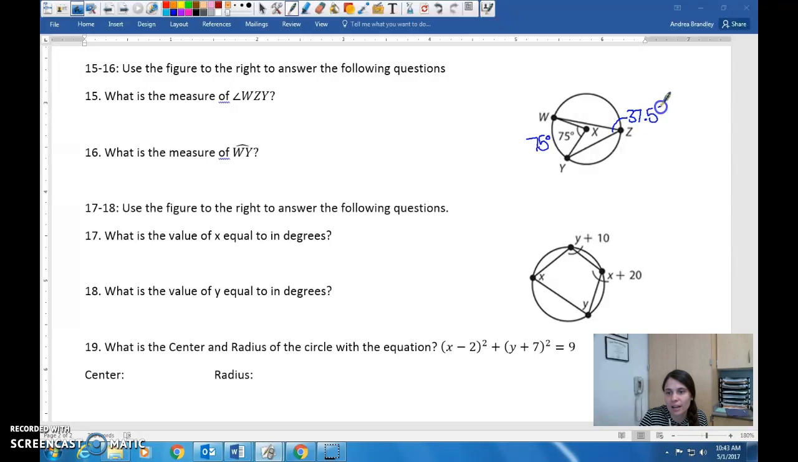37.5 degrees. So over here it asks for WZY, that's this one, so that's 37.5 degrees. And then arc WY is 75 degrees.